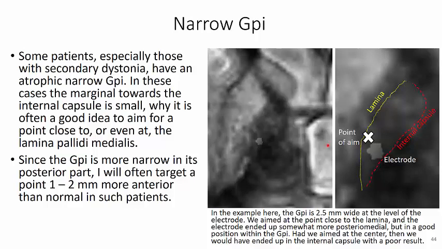In the example seen here, the GPI is 2.5 mm wide at the level of the electrode. We aimed at the point close to the lamina, and the electrode ended up somewhat more posterior medial, but in a good position within the GPI. Had we aimed at the center, then we would have ended up in the internal capsule with a poor result.